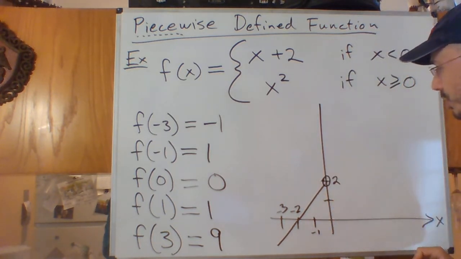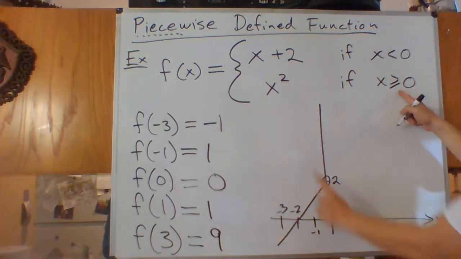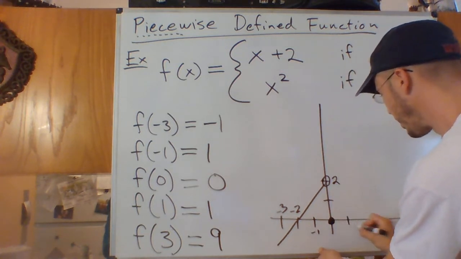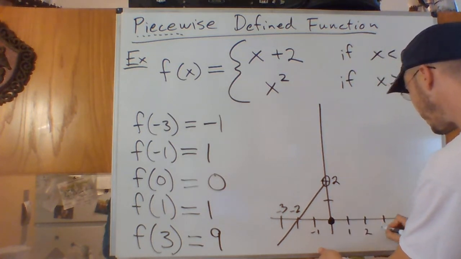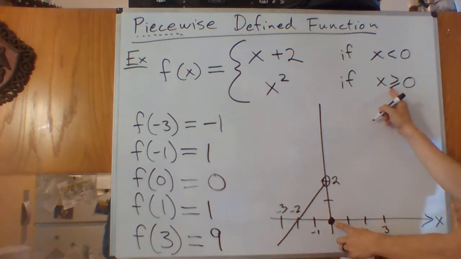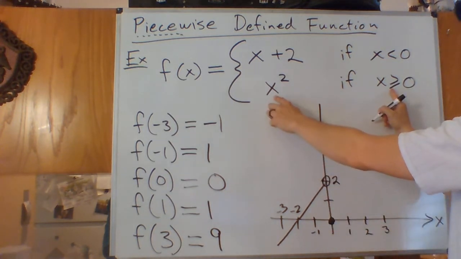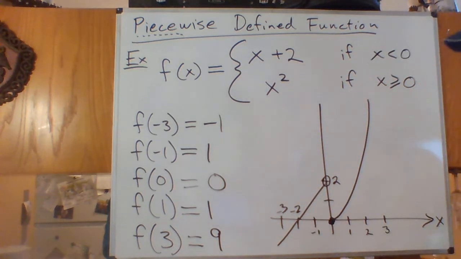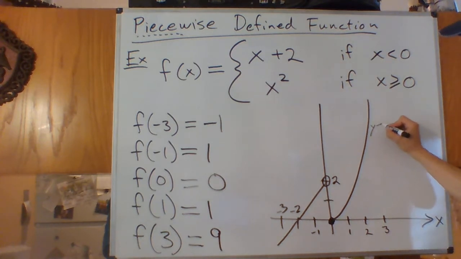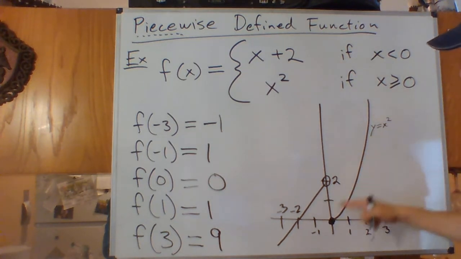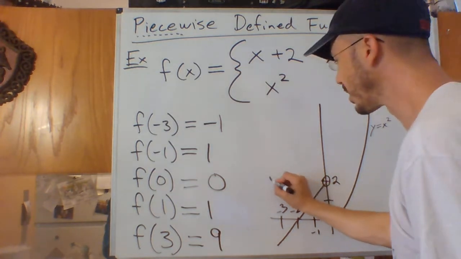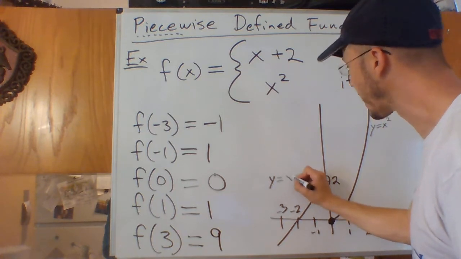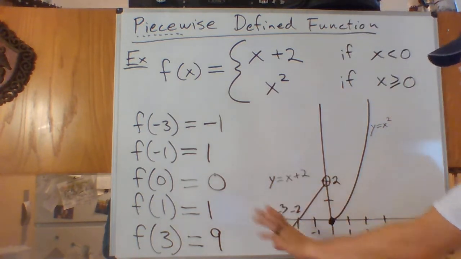I would leave an open circle because at x equals 0, I'm using this formula where we saw that f of 0 is 0. To the right here, 1, 2, 3, x greater than or equal to 0, I'll use this formula. That's a parabola. This is the curve y equals x squared, but I only use it for the right half. And this is the curve, it's really a line, but that's the y equals x plus 2. And it's only the left half of the function.